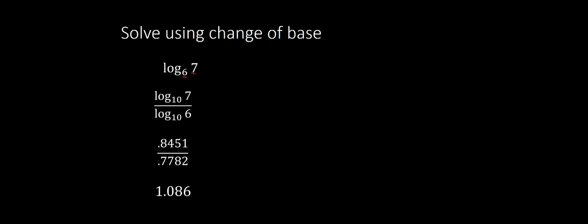Here's another example where we have log base 6 of 7. And once again, to convert into a base 10, I can take log base 10 of the 7 right here, and then divide by log base 10 of this number, the 6, and then plug that into my calculator. When I plug this into my calculator, what I have is 0.8451 divided by 0.7782, which would give me 1.086.